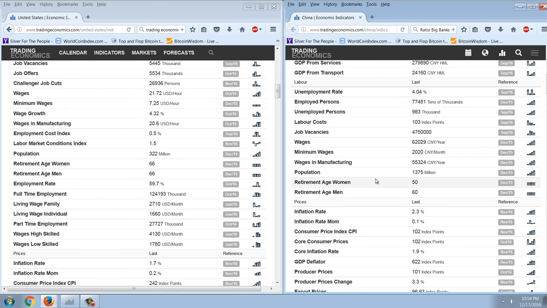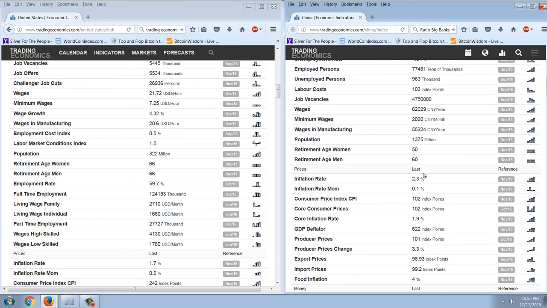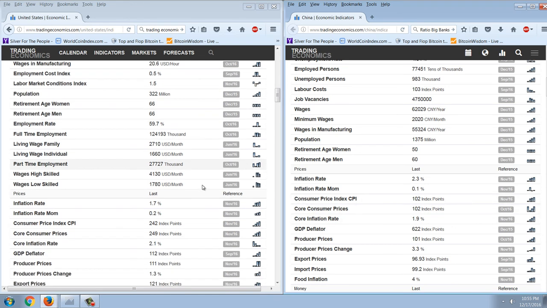Of course, population here, you can see the U.S. is at less than a quarter of the population of China. One that jumps out at you that I had not noticed here is look at the retirement age. The retirement age for women in China is 50. The retirement age for men is 60. We're going to see that down in their Social Security contributions, but here it is 66 in the U.S. Now, employment rate, that's looking close to labor participation rate. You can see 59.7. Again, we don't get that number out of China.